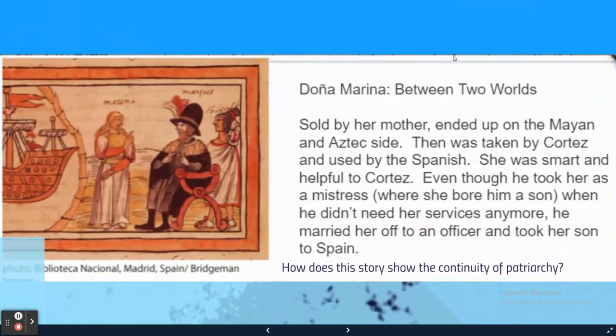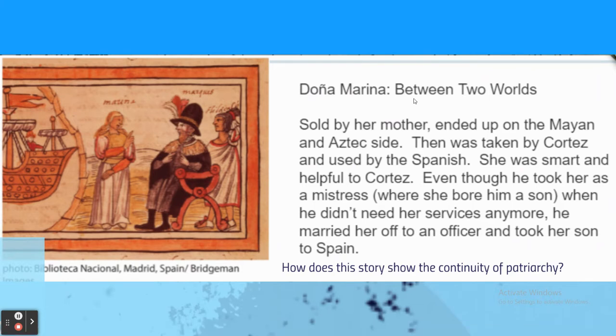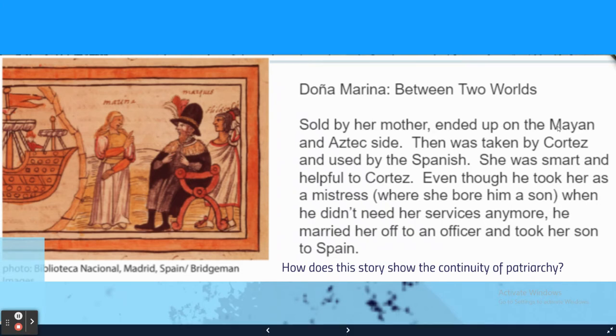So, take for example, Doña Marina. It's a story of a woman who was sold by her mother to help her family financially, and that she ended up in the Mayan and Aztec side. She was taken by Cortez and used by the Spanish. She was very smart, spoke several languages, and helped out Cortez as far as communicating between the tribes and the Spanish. He took her as a mistress.